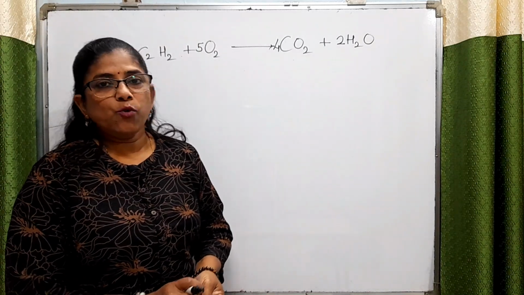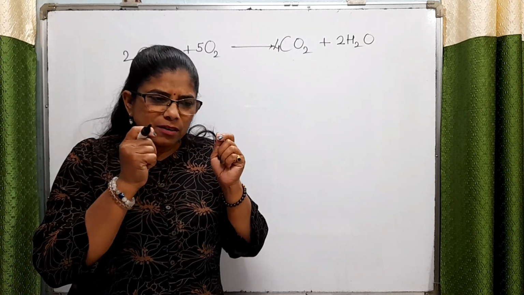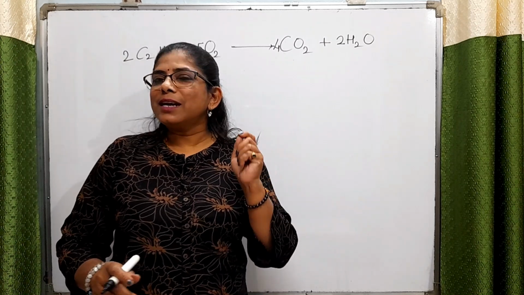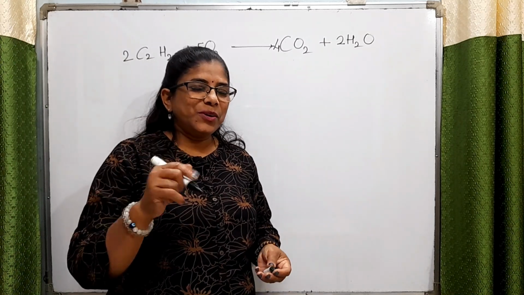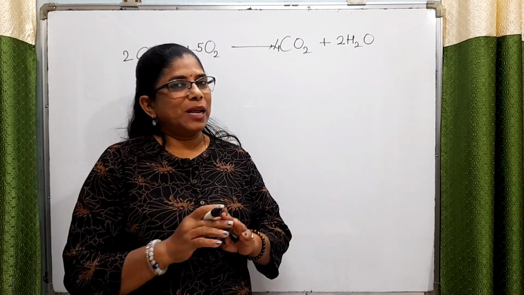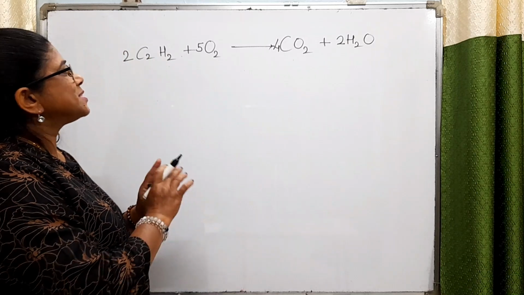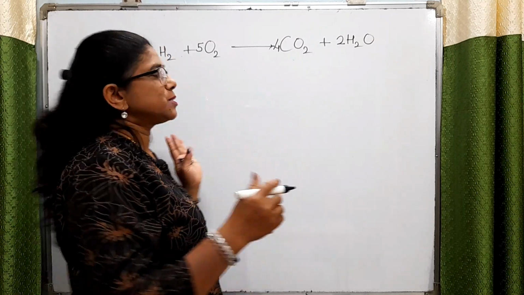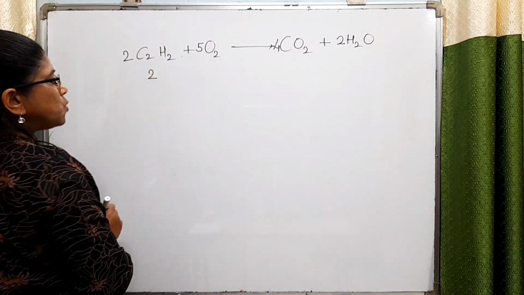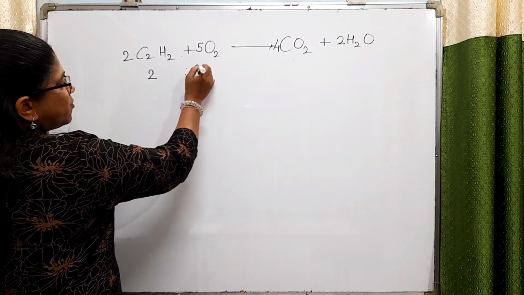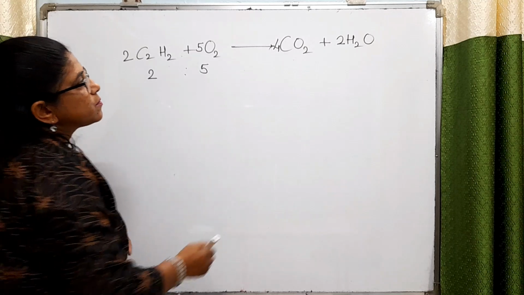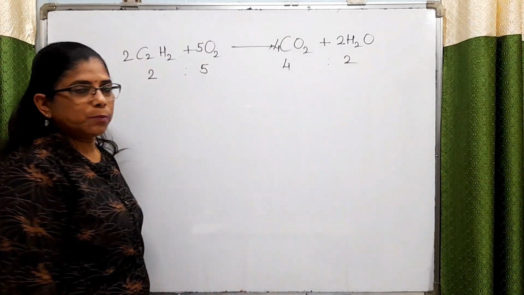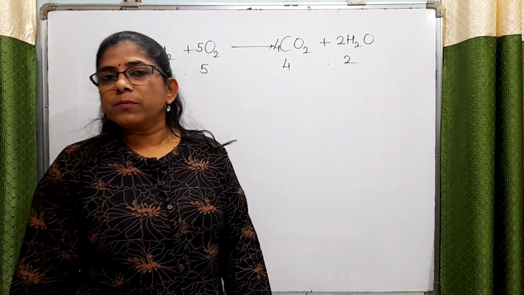We don't have any formula or any rigid method of balancing the reaction. For balancing the reaction, we use the hit and trial method. I'll share the link of that video in the description box, which will help you to balance the reactions. So now this is the balanced reaction. Let us write the ratio of the volumes according to Gay-Lussac's law. Two volumes of acetylene, that is ethyne, react with 5 volumes of oxygen. This gives us 4 volumes of carbon dioxide and 2 volumes of water vapor, H2O.